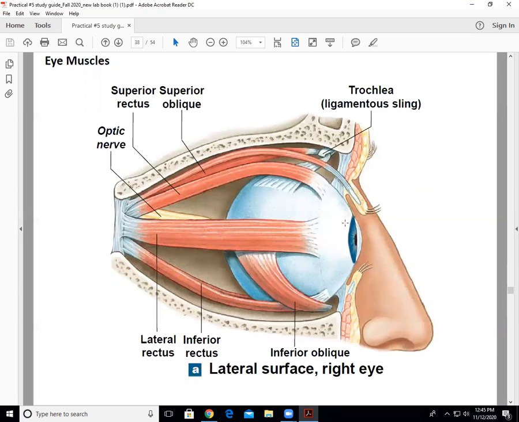Another view. Again, lateral rectus. Medial rectus is kind of hidden here. Superior rectus, inferior rectus. You can see the inferior oblique and that superior oblique, and you can see the optic nerve back here. The trochlea here forms what we call a ligamentous sling for that superior oblique.